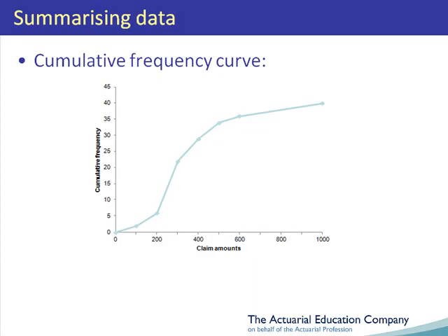We now plot these cumulative frequencies on a diagram and join up the points with a series of straight lines. This gives us the cumulative frequency curve. Sometimes a smooth curve is drawn between the points rather than a series of straight lines.